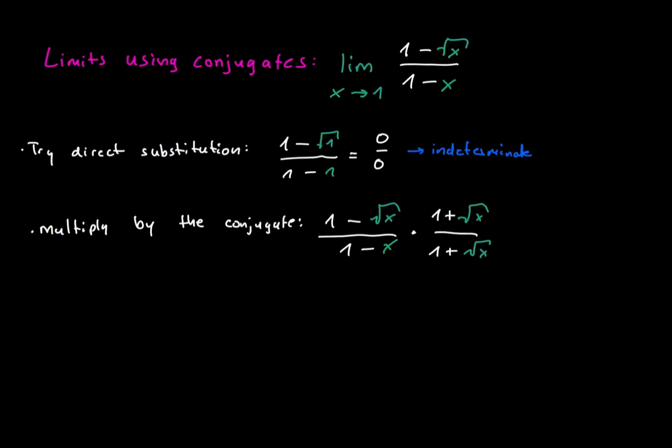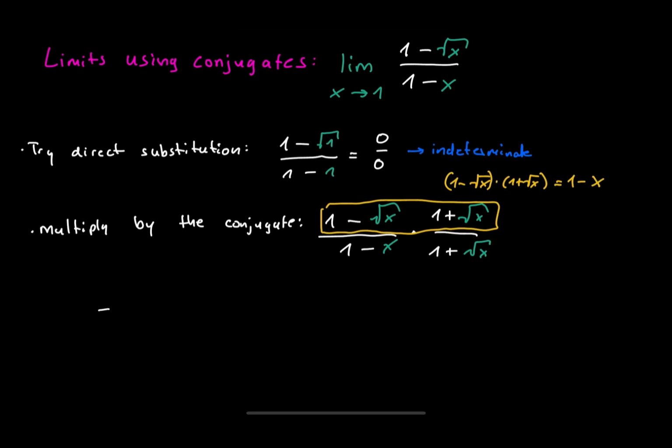Now look at the numerator. We have (1 minus square root of x) times (1 plus square root of x). This is a difference of squares, so it becomes 1 minus x. Now the fraction becomes (1 minus x) over (1 minus x) times (1 plus square root of x).